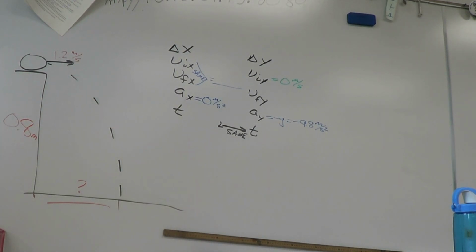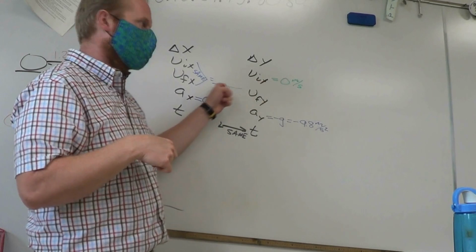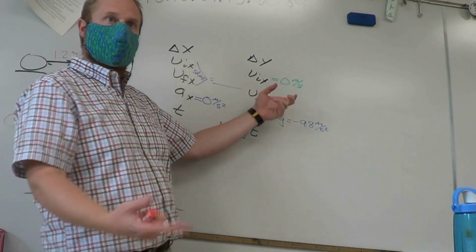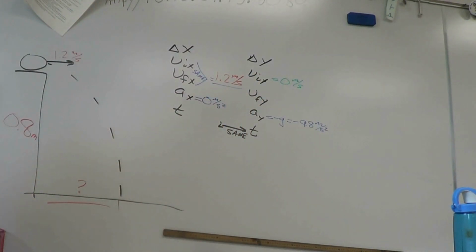Now I'm looking for red marker stuff for my problem. And I kind of put some of this stuff on my sheet already, right? In my quick sketch. So where does the 0.8 meters go? Where does the 1.2 meters per second go? Where are my list of variables? Where's the 1.2 meters per second? Meters per second is a velocity. Is it this velocity or this velocity? Choice 1 or choice 2? Choice 1, right? It's how fast the ball is moving horizontally as it leaves the table.